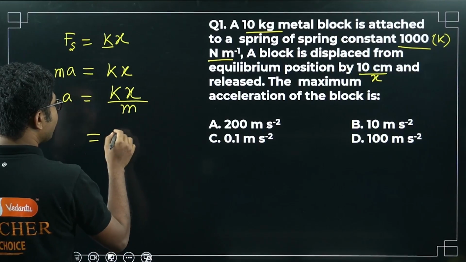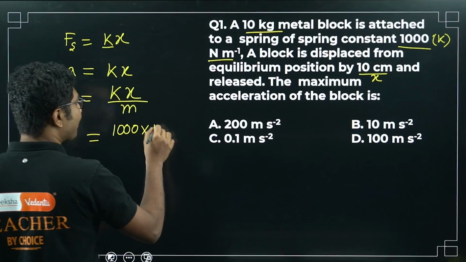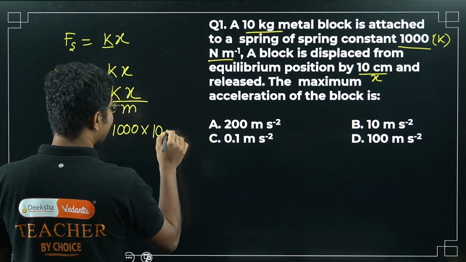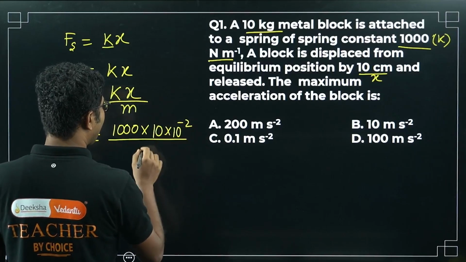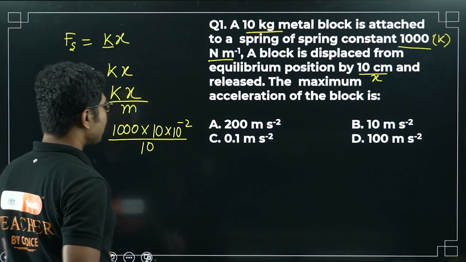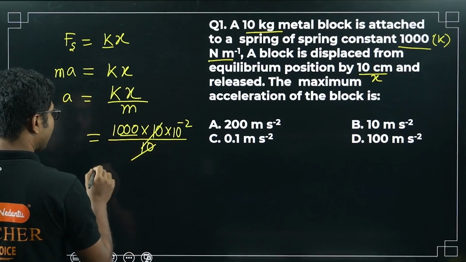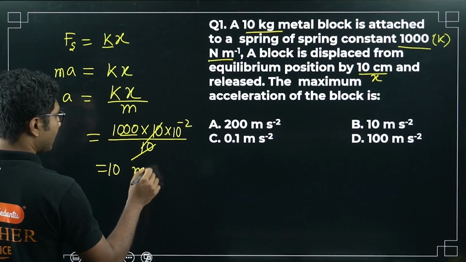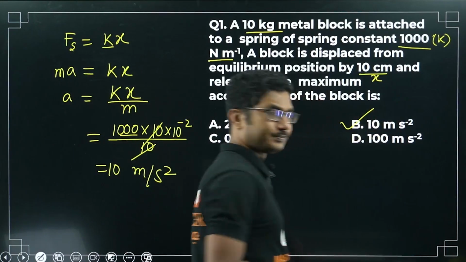Now let's put the values. K is 1000 Newton per meter, x is 10 centimeter. Centimeter to meter, as I always say, is 10 to the power minus 2, and mass is 10 kilograms. So 10 kilograms, 10 cancels, and 10 to the power minus 2 times 1000, so you will get 10 meter per second square. Your answer will be 10 meter per second square.